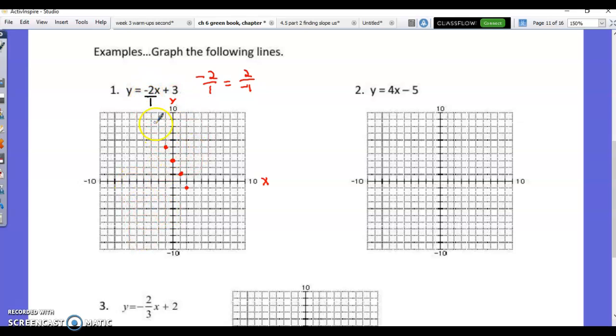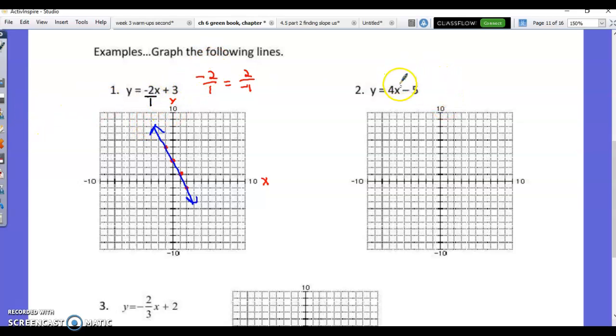So anyway, once we plot those points, then we just draw a line through it and we're done. It's as simple as that. So again, plot the y-intercept and count the spaces of your slope in fraction form.